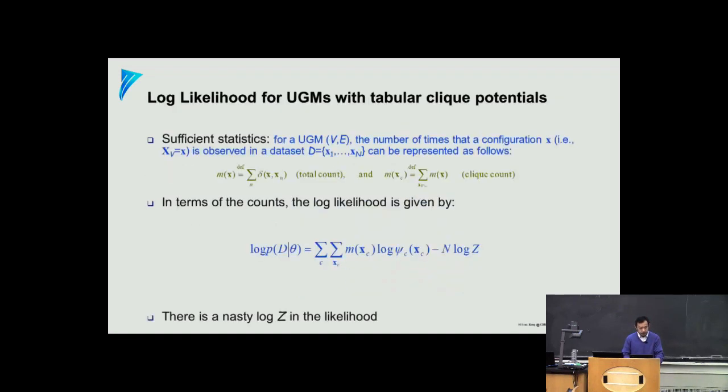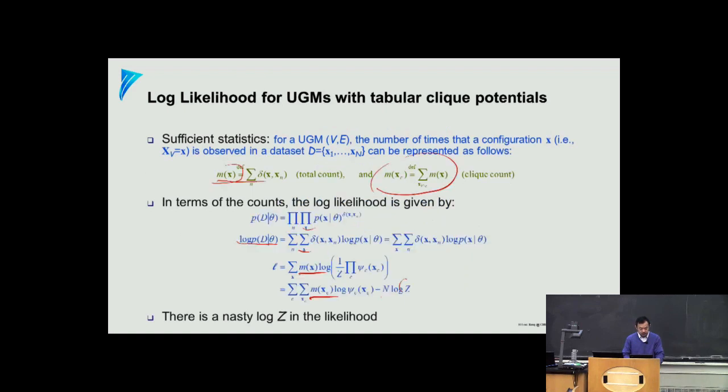So, clear about our problem? Yep. Can you clarify what a clique count is? A clique count? Do you know what a clique is? Yeah. Okay. The total count is the number of times a configuration of the entire variable set is observed in the data set. And likewise, the clique count is for the subset which is in the clique: the number of times the configuration of variables in that subset is observed.